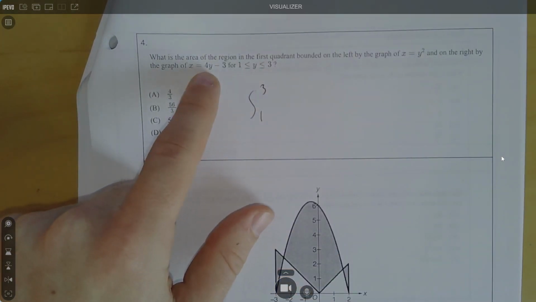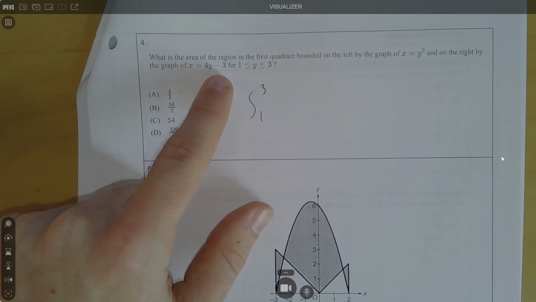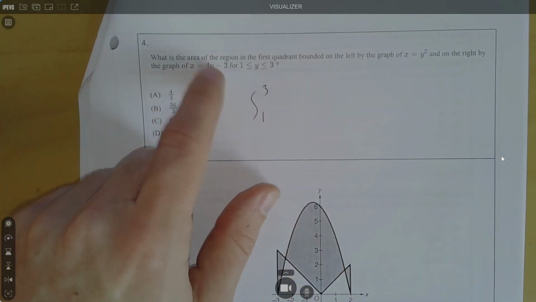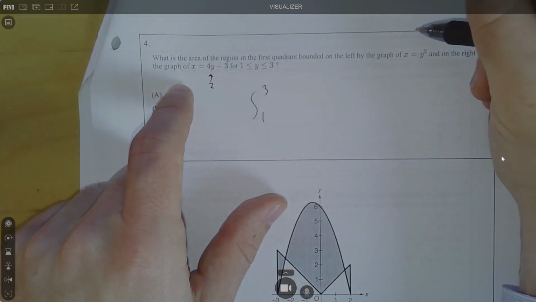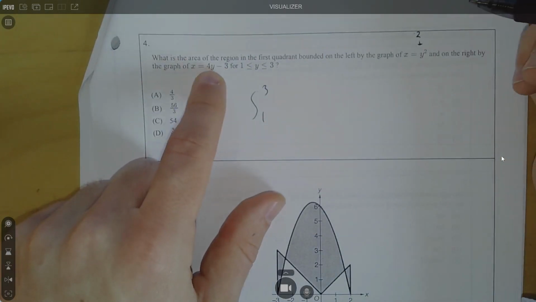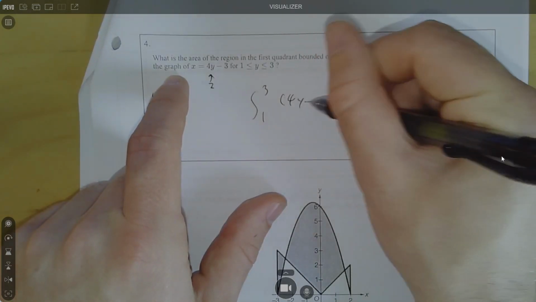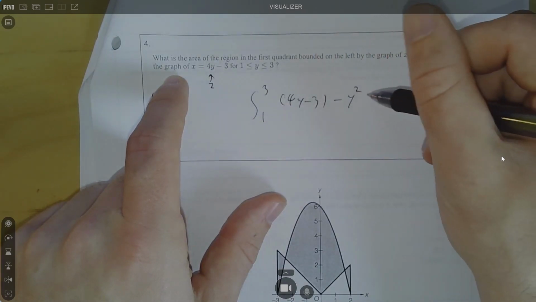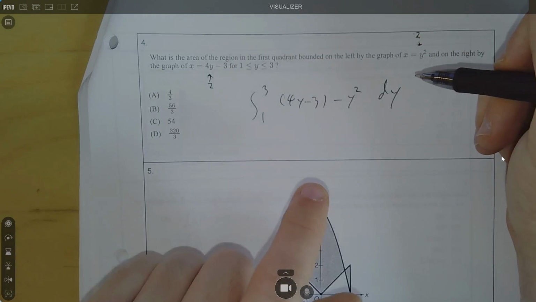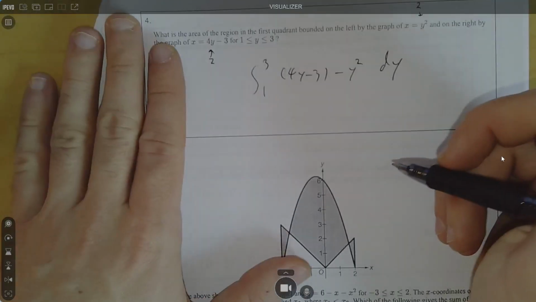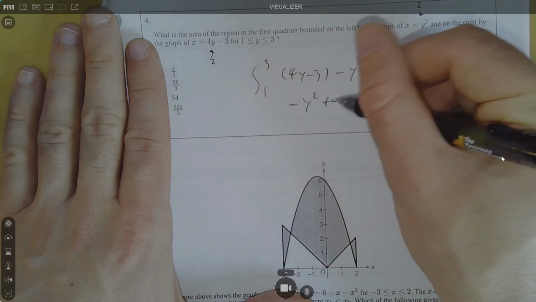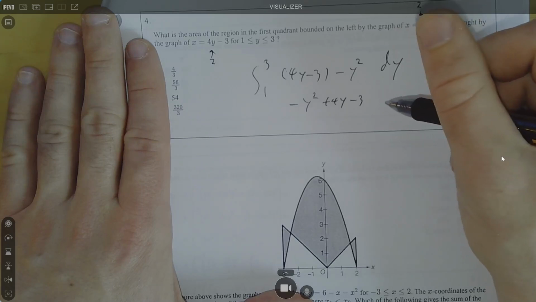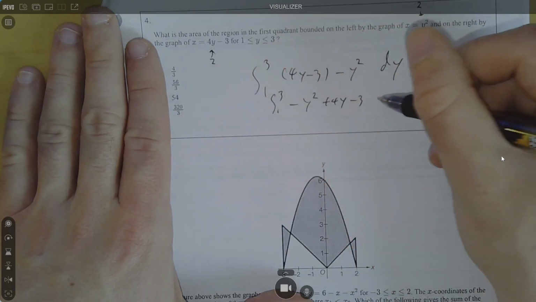2 times 4 is 8, 8 minus 3 is 5. And that one I'll get a 4. So this one's further to the right. I plugged in a 2 to test which one is further to the right. 2 goes in here, 2 goes in here. So that one's further to the right, so that one's going to come first. It's going to be 4y minus 3 minus y squared dy. The rest is normal. So this is going to be the integral from 1 to 3 of negative y squared plus 4y minus 3 dy.